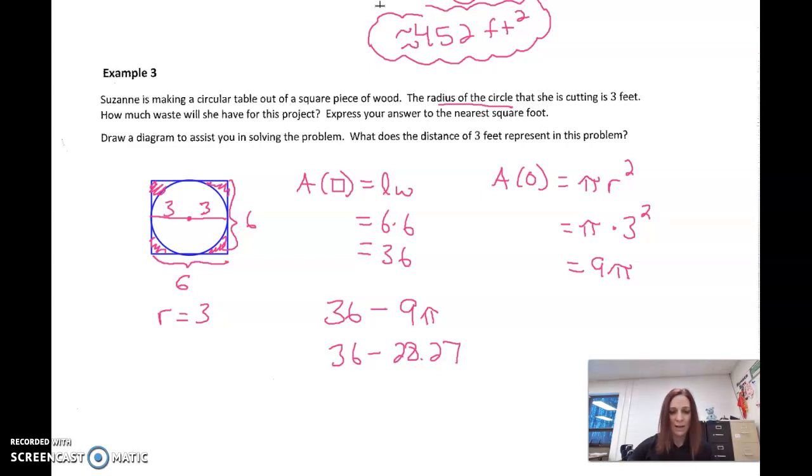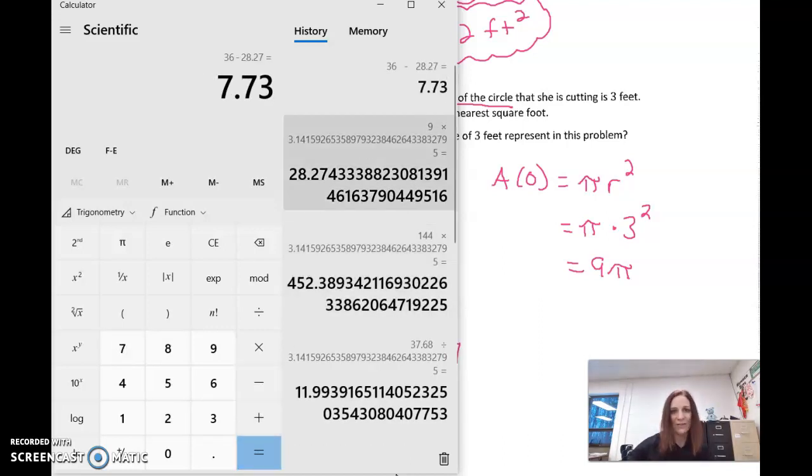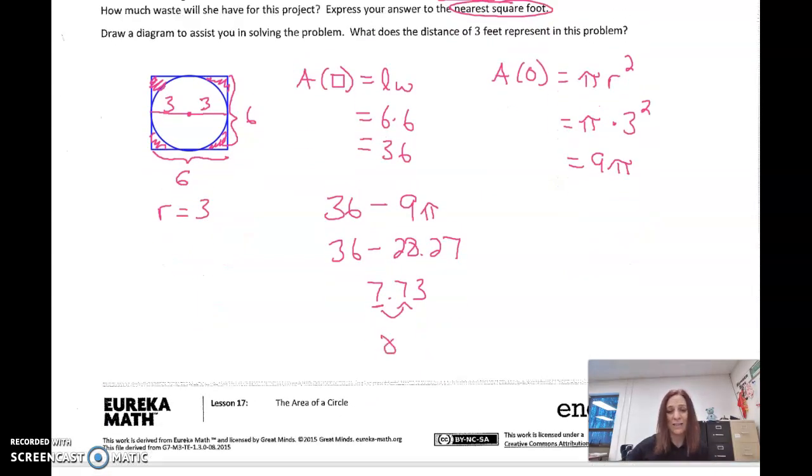Okay? And so if I go 36 minus that, it's about 7.73. To the nearest square foot, okay. That's 7. I'm going to look at the 7 behind it. Does that tell me to leave it at 7 or round it to 8? It tells me to round it to 8. So we're going to say the waste will be about 8 square feet.